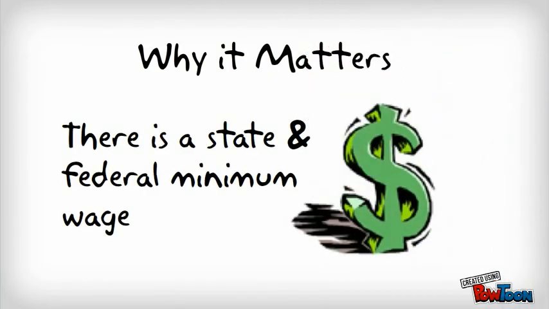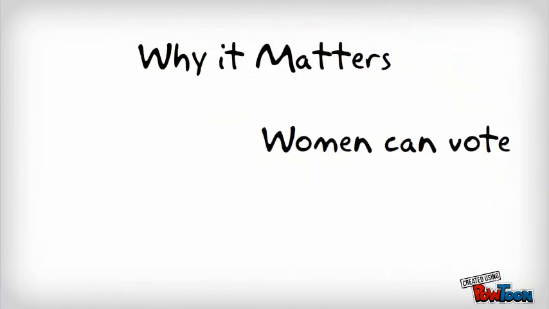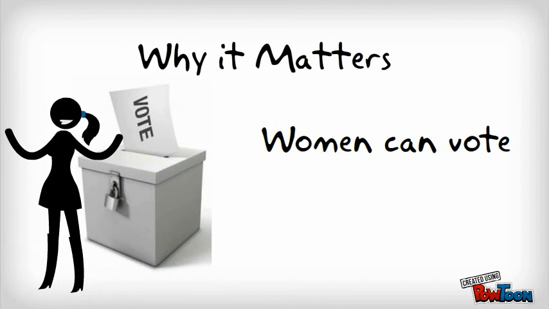Also, minimum wage. How much money do you make? That all comes from the Progressive Era. Progressives wanted a minimum wage. And also probably one of the most important components is women gained the right to vote.